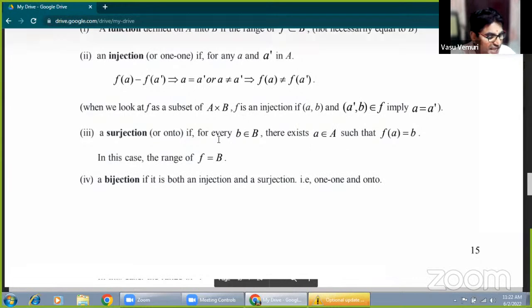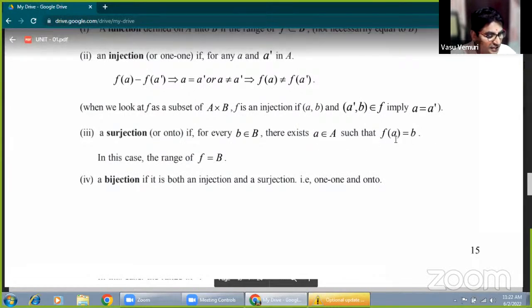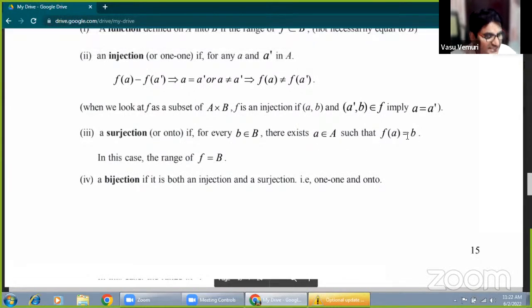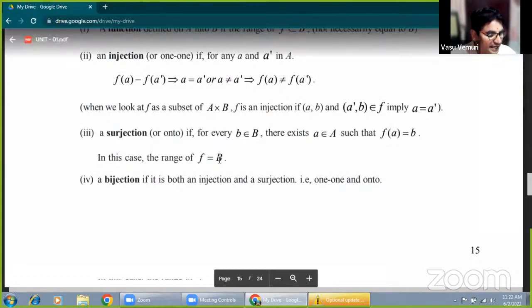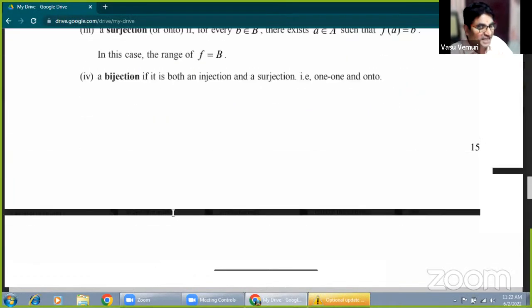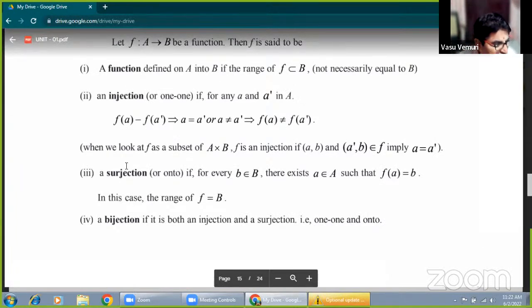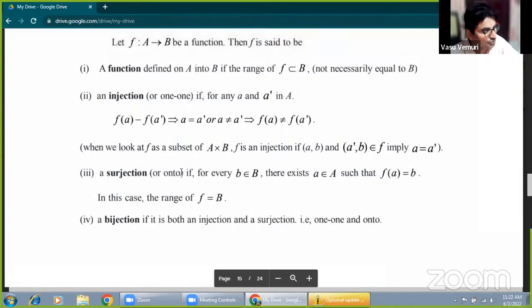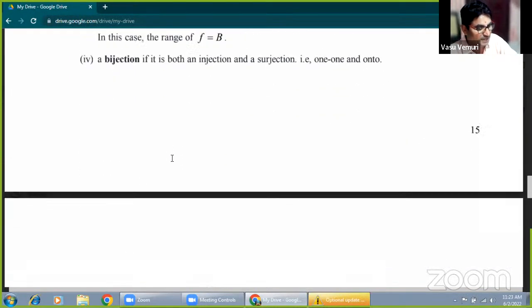What about the relation A and B with respect to the function? F of a equal to b, and that means the range of F is represented as capital B. So that is called onto. Okay, onto means that is the surjection. A mapping that is both injection and surjection, that is, one-one and onto, is called a bijection.